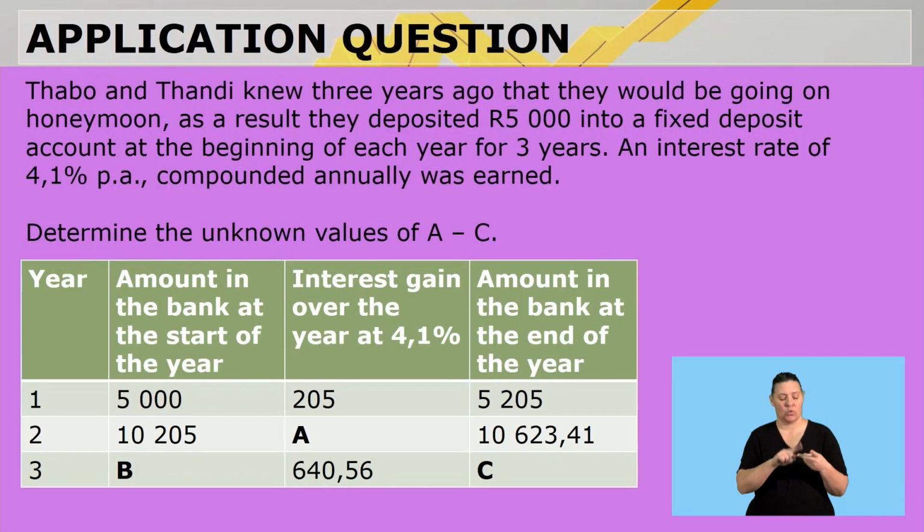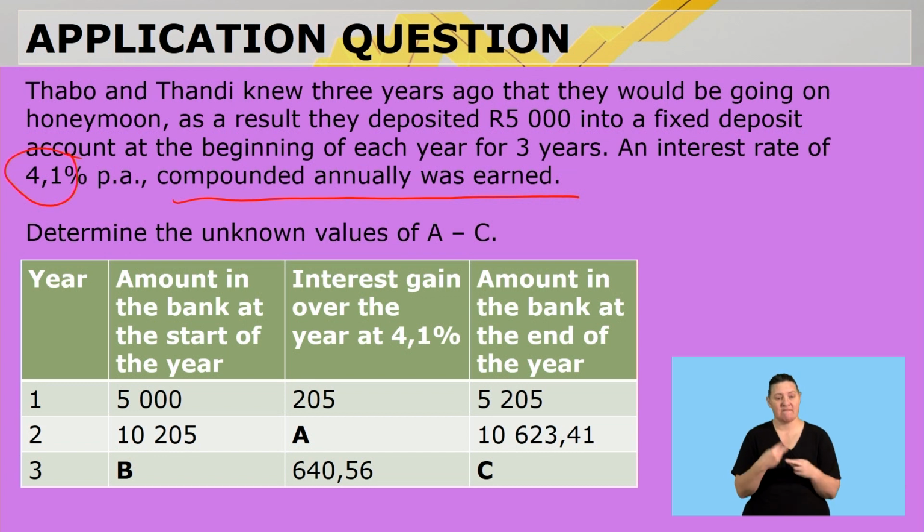Let's look at the last application question. Tabu and Tandi knew 3 years ago that they would be going on honeymoon. As a result, they deposited 5,000 Rand into a fixed deposit account at the beginning of each year for 3 years. An interest rate of 4.1% per annum was given, compounded annually. Determine the unknown values of A, B, and C.